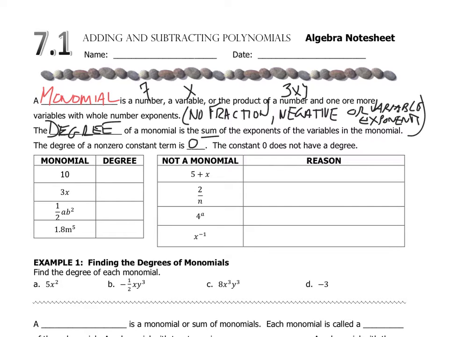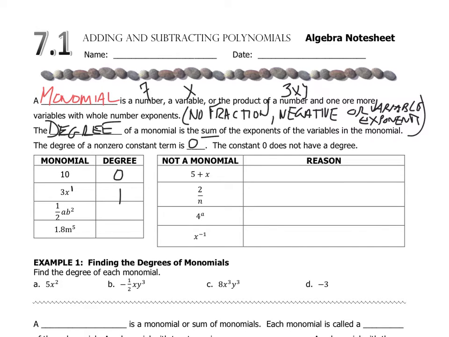So let's just kind of run through this chart. So here are some monomial examples. The number 10, well, that is a non-zero constant. Any constant is the degree of 0. On the second one, 3x. So I do the sum of the variables. Well, 3 is a 0. X, there's really a 1 sitting there. So if I add those two together, it's the degree of a 1.